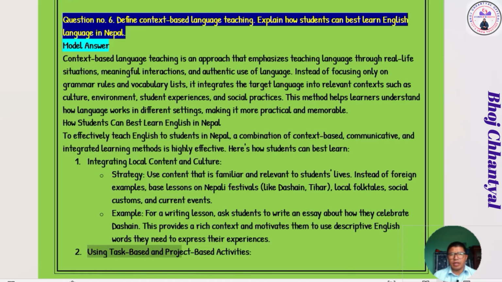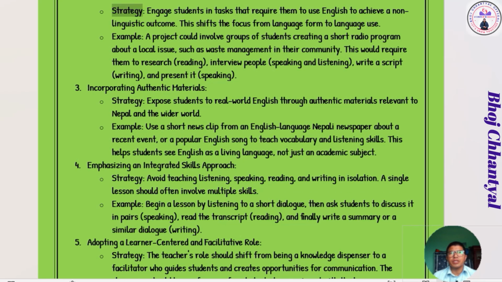Number 2. Using task-based and project-based activities. Strategy: engage students in tasks that require them to use English to achieve non-linguistic outcomes. This shifts the focus from language form to language use. Example: a project could involve groups of students creating a short radio program about a local issue, such as waste management in their community. This would require them to research (reading), interview people (speaking and listening), write a script (writing), and present it (speaking).